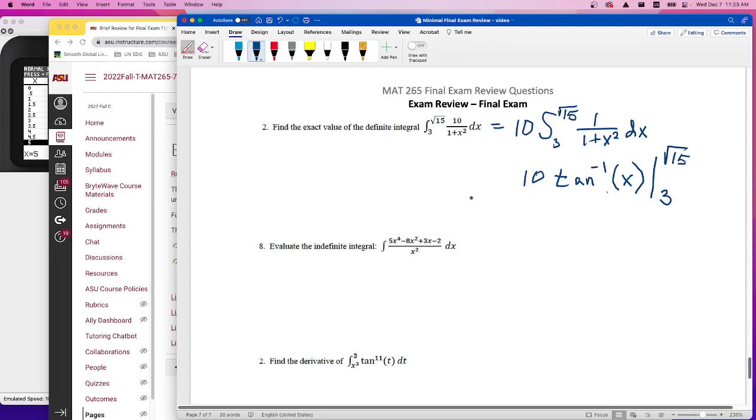So the exact value is going to be 10 inverse tangent of the square root of 15 minus 10 inverse tangent of 3. Now we could factor out the 10 if we needed to: 10 times the inverse tangent of the square root of 15 minus the inverse tangent of 3. Well, that's an exact answer.